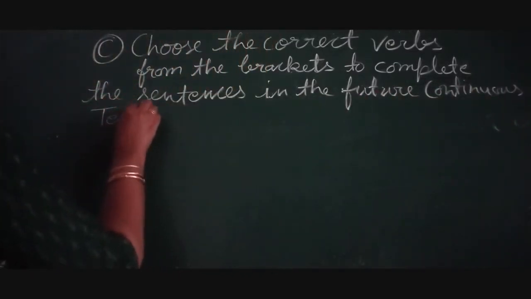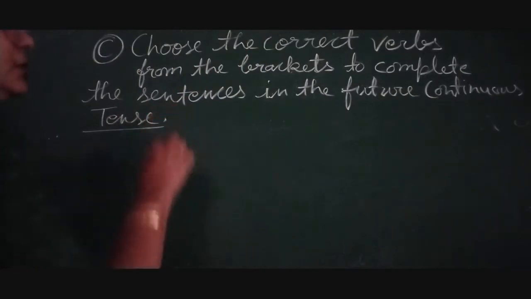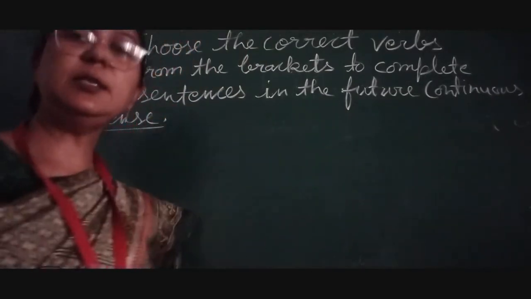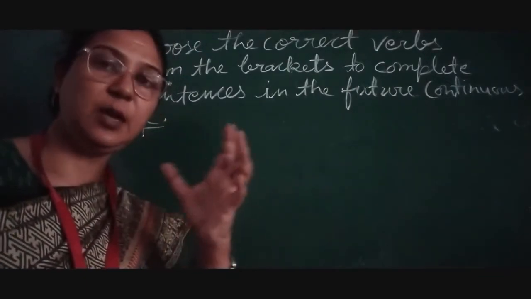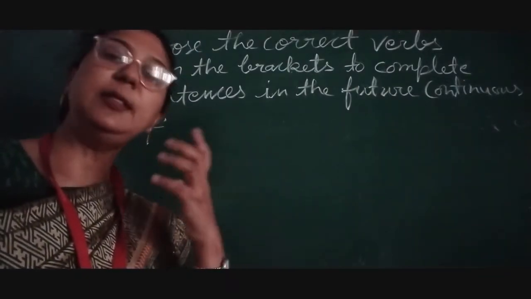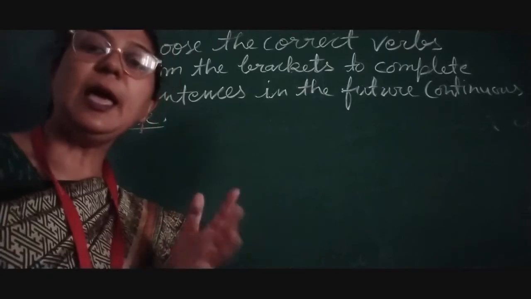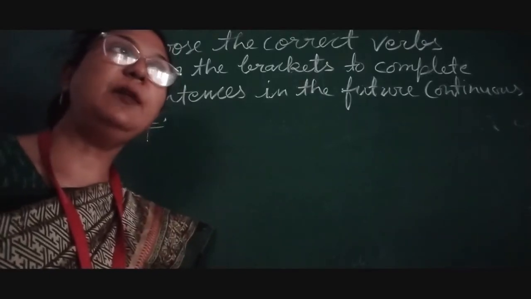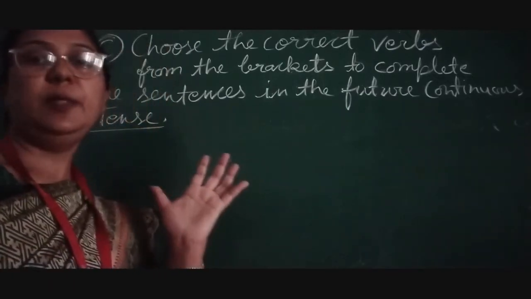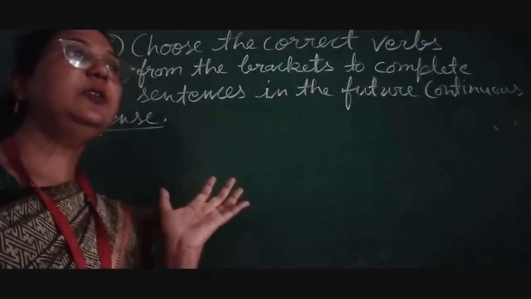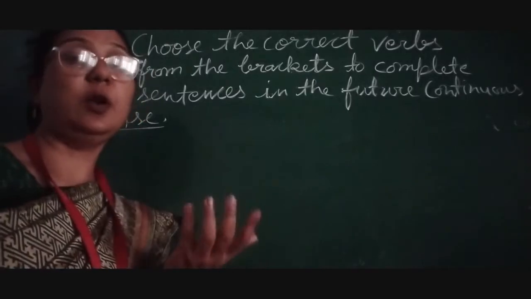As we have discussed, children, about past continuous tense and present continuous tense. What we have done in past continuous tense, we have already used was and were with ing in verb. And in present continuous tense, what we have done is, am, are with ing in verb. So, that we have done. Now, children, we are going to start future continuous tense.